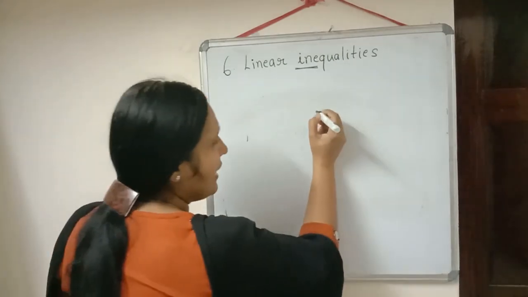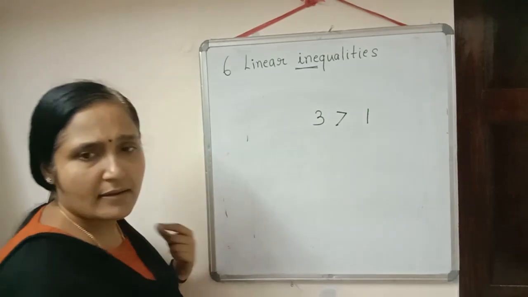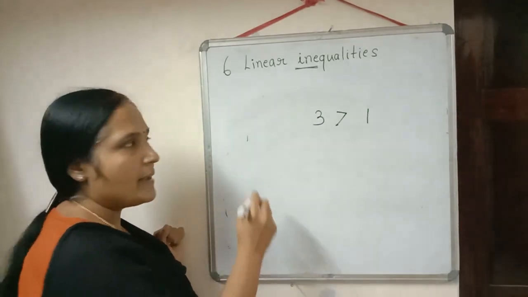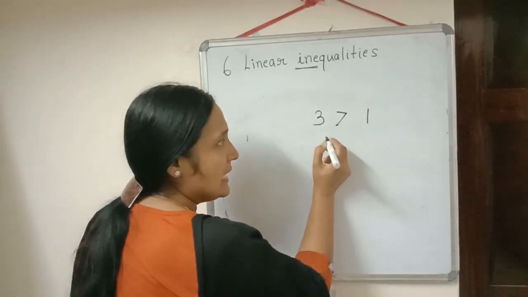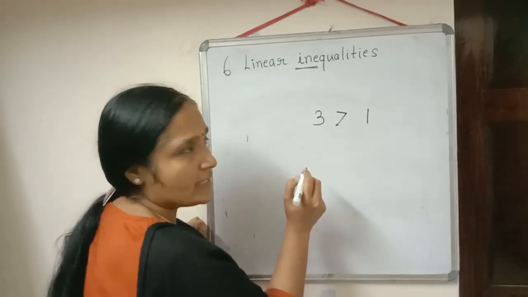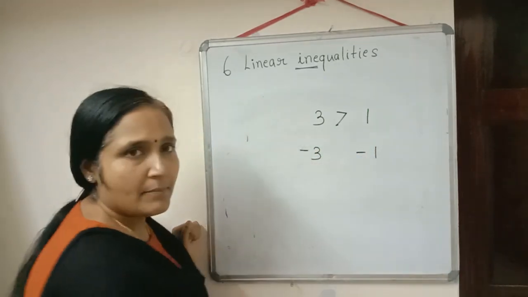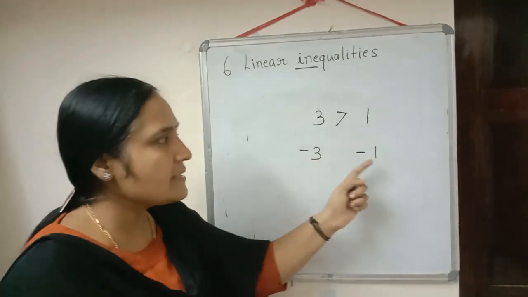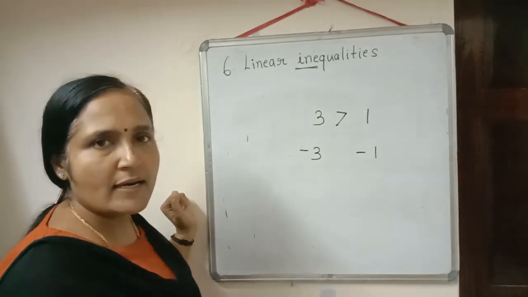Suppose we have 3 greater than 1. Correct? 3 greater than 1. Now, at present I wrote greater than, which means it is an inequation. If I multiply this inequation by a minus sign, then what will come here? Minus 3, and here we will get minus 1. Which number is greater? Minus 3 is greater or minus 1 is greater? Obviously, minus 1 is greater.